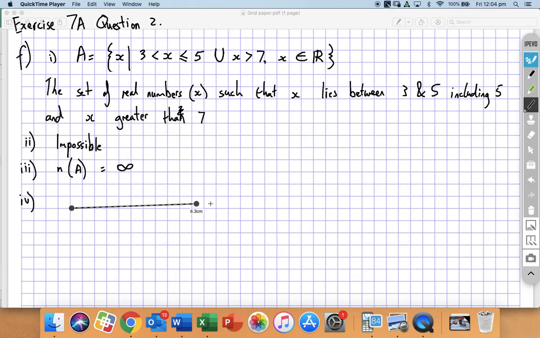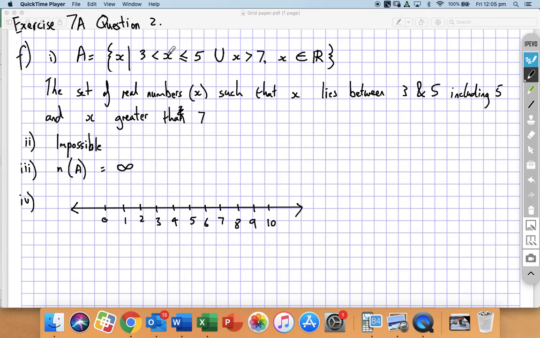So let's draw another line. Our numbers are going from 3 to 5. Maybe if I start at 0: 0, 1, 2, 3, 4, 5. I need to be going greater than 7. Or maybe I'll go up to 9 or something. Just a few numbers higher. That'll do. One more for good measure.